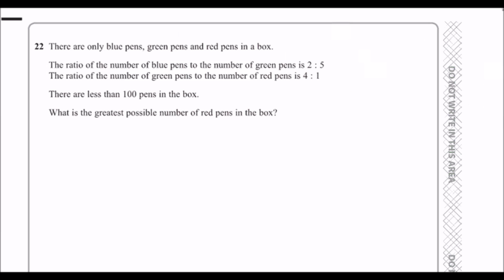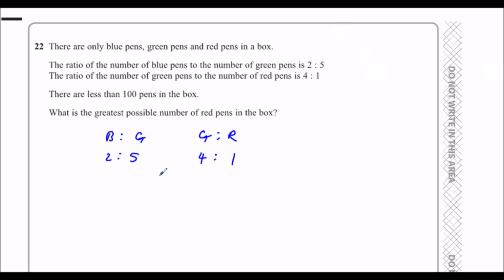Question 22. There are only blue pens, green pens, and red pens in a box. The ratio of blue to green is 2 to 5. Green to red is in the ratio 4 to 1. So we're going to need to put these ratios together. And then it says there are less than 100 pens in the box. What's the greatest number of red pens in the box?